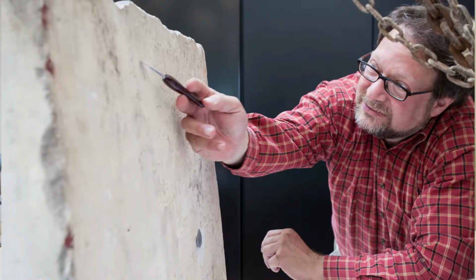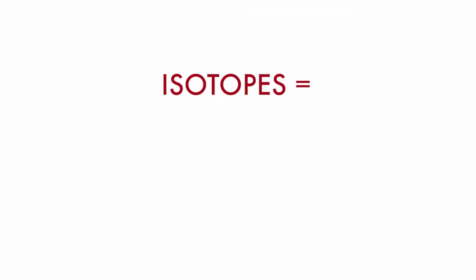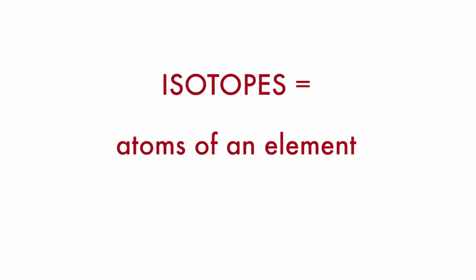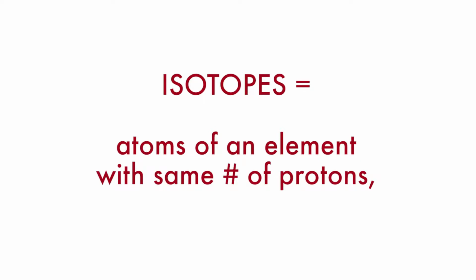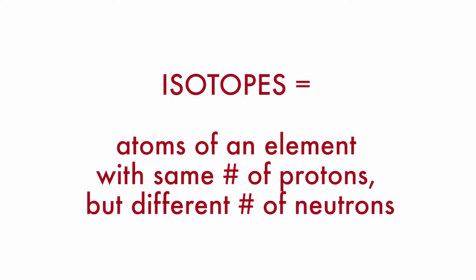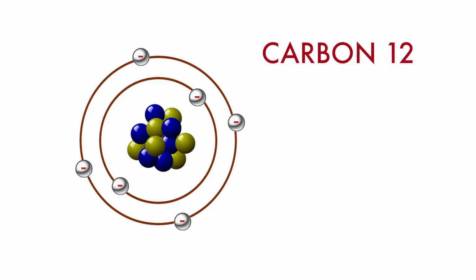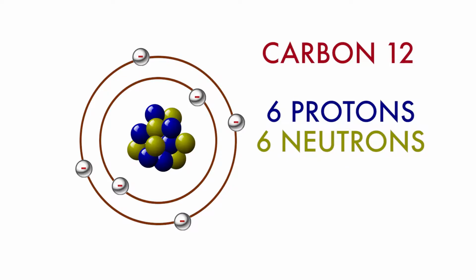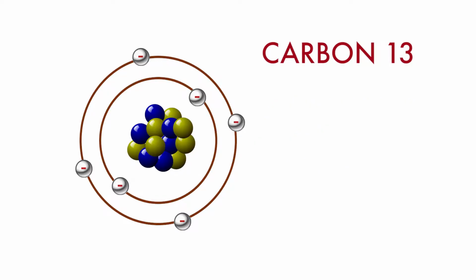So how does stable isotope analysis work? First, we need to understand what an isotope is. Isotopes are atoms of elements, like carbon, for example, that have the same number of protons but a different number of neutrons. Carbon-12, the most common form of carbon, has 6 protons and 6 neutrons, whereas one of its isotopes, carbon-13, has 6 protons and 7 neutrons.